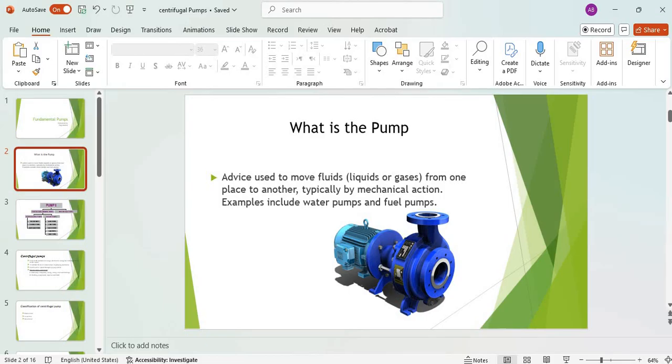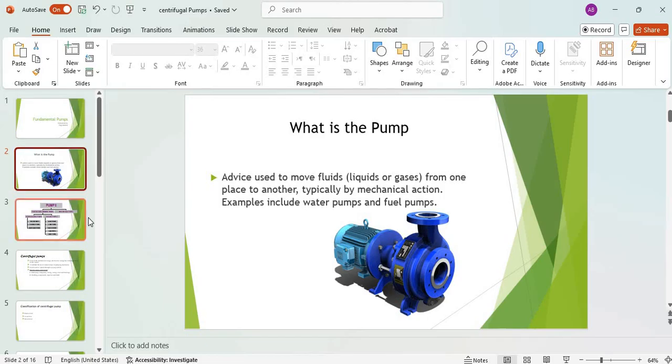A pump is equipment used to move fluid, liquid or gas from one place to another by using a mechanical action, of course. It might be seen in water supply systems, fuel stations, the oil and gas sector, pharmaceutical, even residential and your home. Even if your water pressure is low, you need a booster pump to help with pumping, and you get good water.